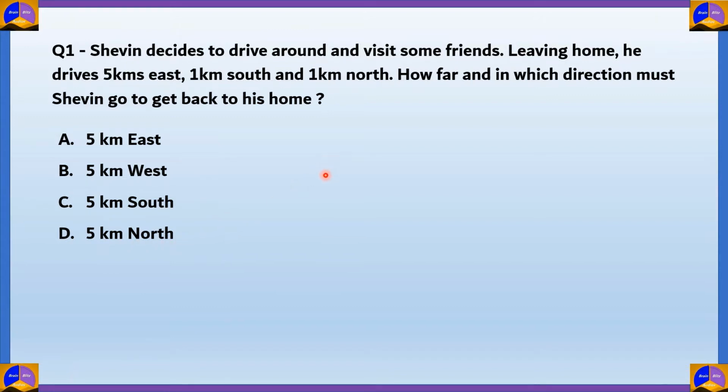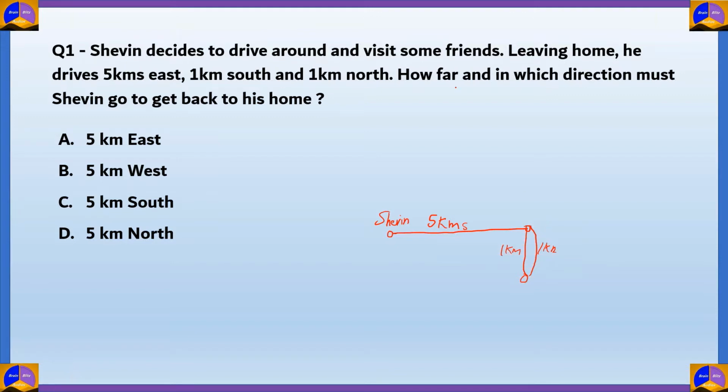Now, let's draw the direction diagram for this question. So, this is Shevin. Now, first, he drives 5 kilometers east. So, east means in this direction. So, after driving 5 kilometers east, he'll be at this point. Then, he drives 1 kilometer south. So, south means the downward direction. This will be like this, 1 kilometer. And 1 kilometer north, which means upwards, which means that he traveled from this point to this point and then back from this point to this point.